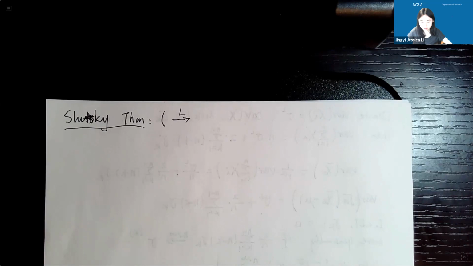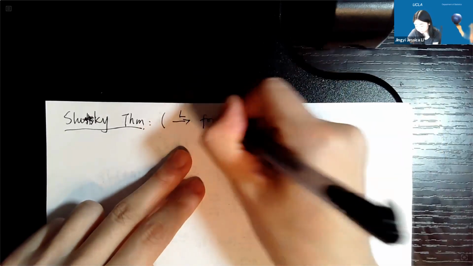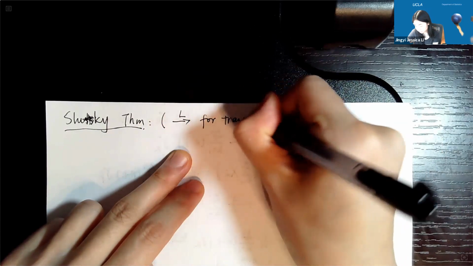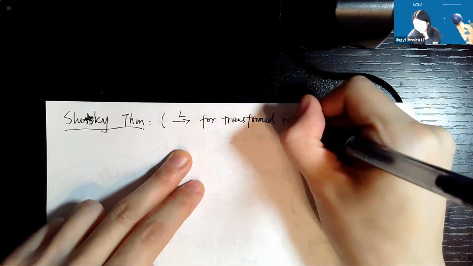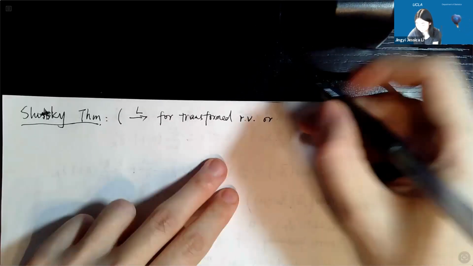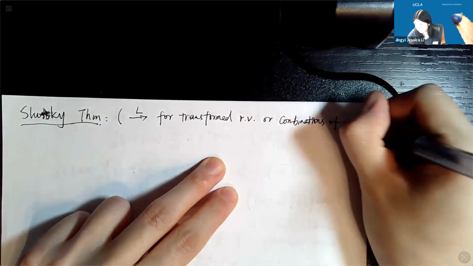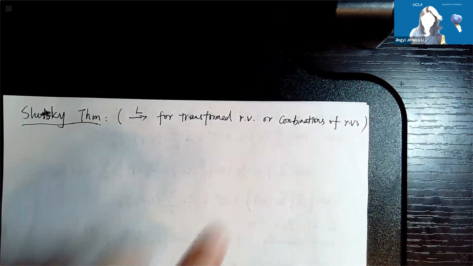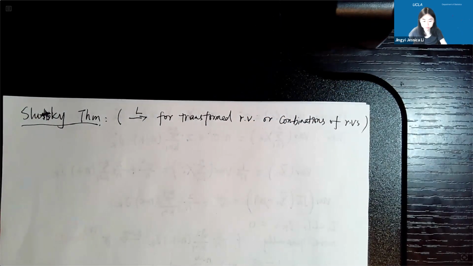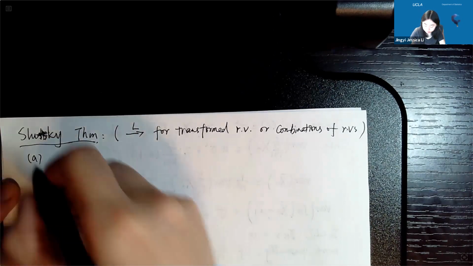So, yeah, the Slutsky theorem. It's about convergence in law for transformed random variables or combinations of random variables. That's the Slutsky theorem. So that's why it's so useful. And here we're going to give 3 statements for it. The first one, we call it the continuous mapping theorem.